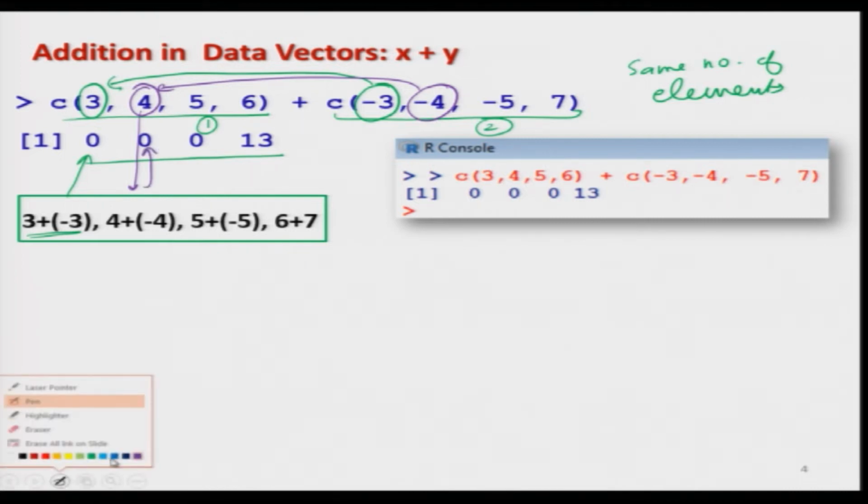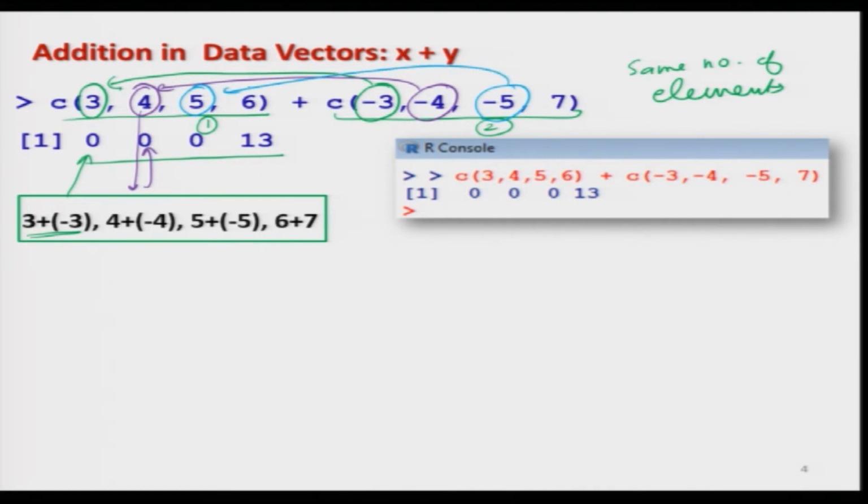And similarly, if you take the third element of data vector 1 and the third element of data vector 2, which are 5 and -5 respectively, they are added: 5 plus -5 is 0, and this 0 comes over here. Similarly, the last value, the fourth element of data vector 1 and the fourth element of data vector 2, they are added: 6 plus 7, and you get the answer 13.